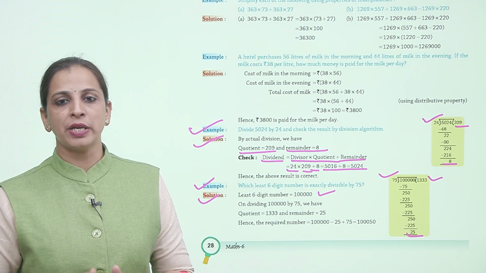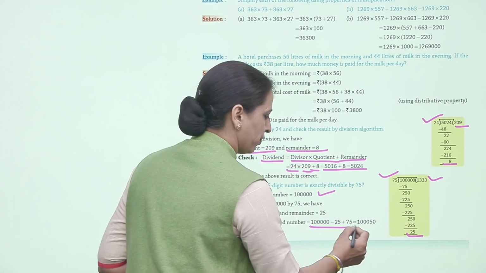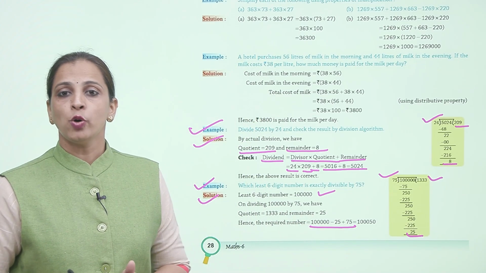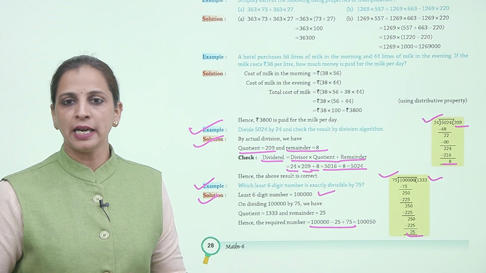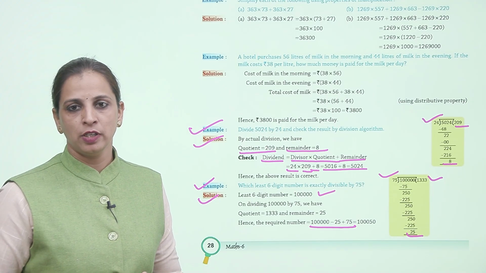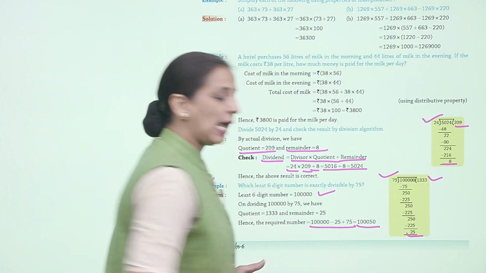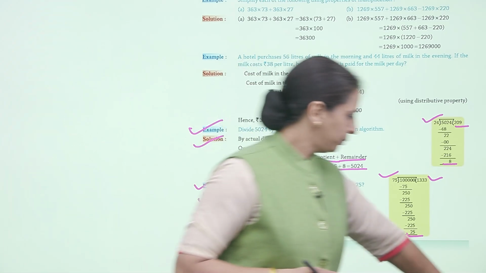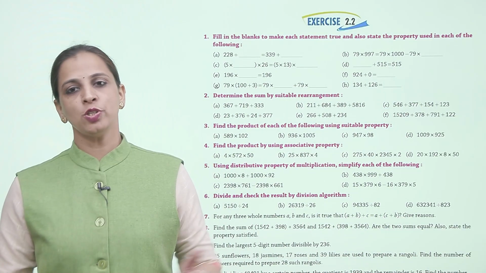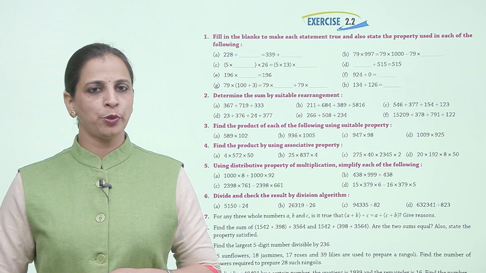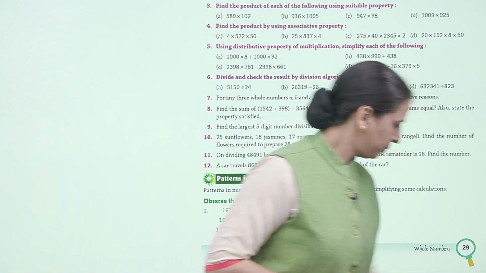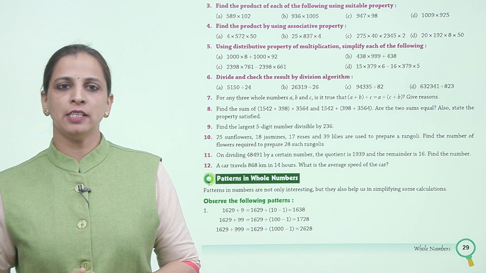Hence the required number is, अगर वहां पे 25 को क्या कर दे, माइनस कर दे, जो रिमाइंडर आया, और प्लस कर दे 75, दैट बिकम्स 1,50,000. तो बच्चों सेम मेथड को यूज करते हुए एक्सरसाइज आप खुद ट्राई करेंगे. नाउ नेक्स्ट इज पैटर्न्स इन होल नंबर्स.